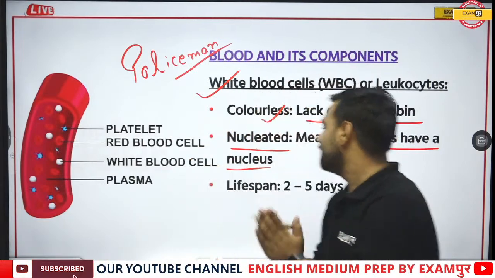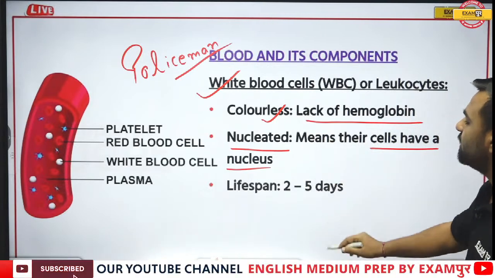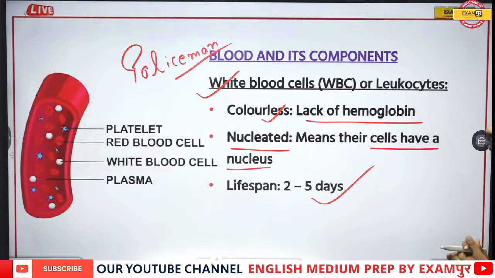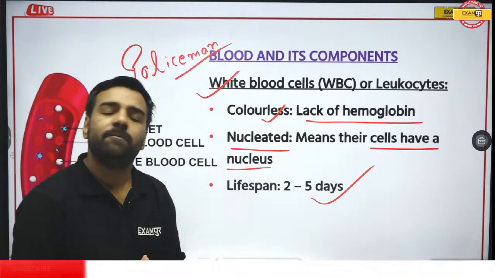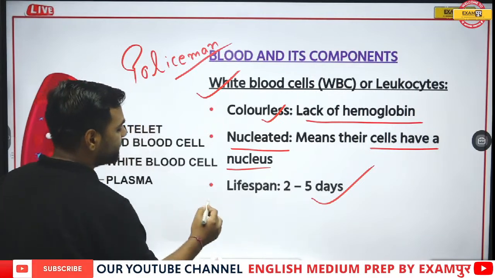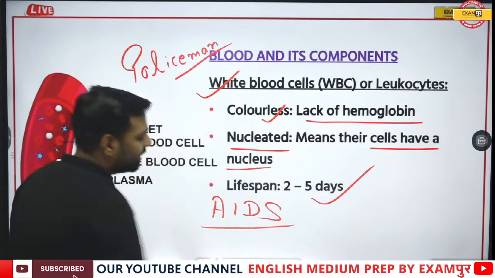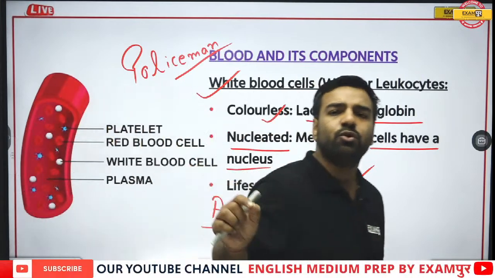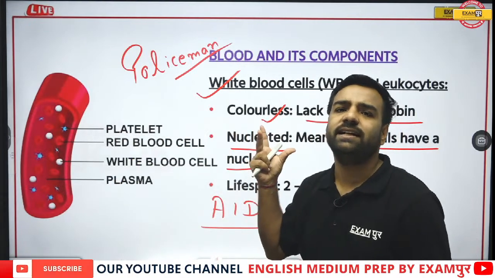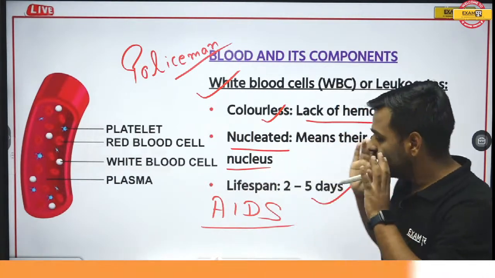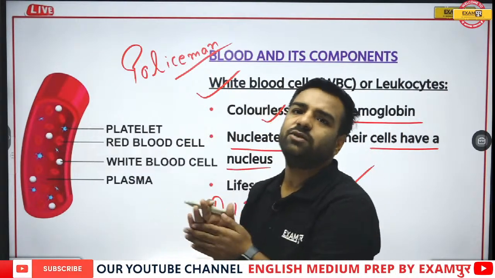You all are correct that RBC does not consist of a nucleus, but WBC does, and its lifespan is 2 to 5 days. Now there is a disease which everyone knows. What is it? It is AIDS, acquired immunodeficiency syndrome. What is the issue in AIDS? AIDS is a disease in which our immunity falls down, it degrades.